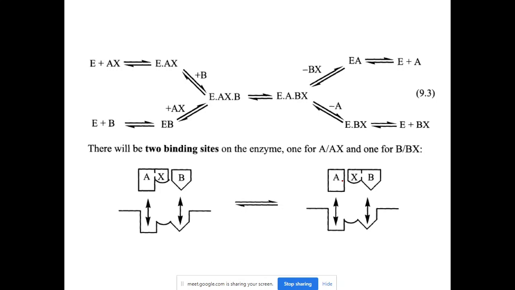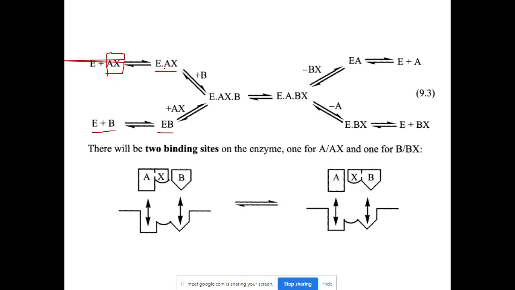So this is the reaction representing a sequential reaction. You have the enzyme binding to the first substrate, called AX. Now remember, what is X? X is a functional group present in the substrate A. So don't misunderstand that AX is a double substrate. It is a single substrate. E combining with AX leads to EAX formation. On the other hand, E can bind to B, but B does not have a functional group. So this will form EB.